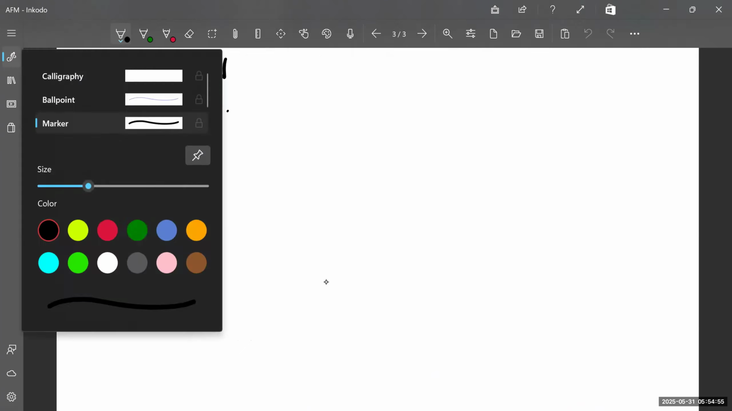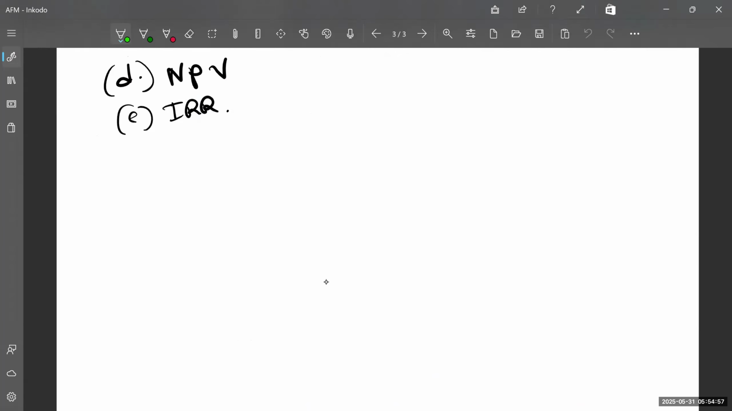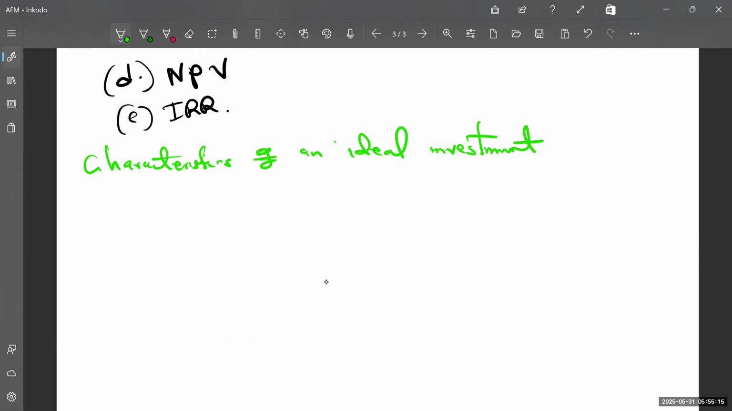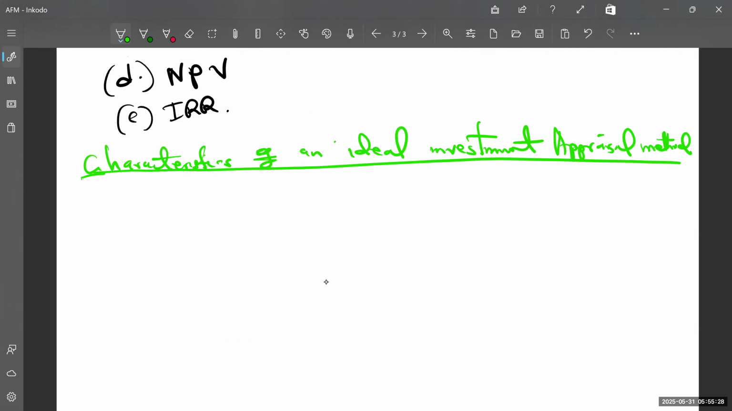So let me write that headline here so that we move together. We say: characteristics of an ideal investment appraisal method. When you talk about ideal, this is just the best choice. So what are the features of the best investment appraisal method that you want to choose? You want to do appraisal of a project. Now, what informs that decision to pick the best?